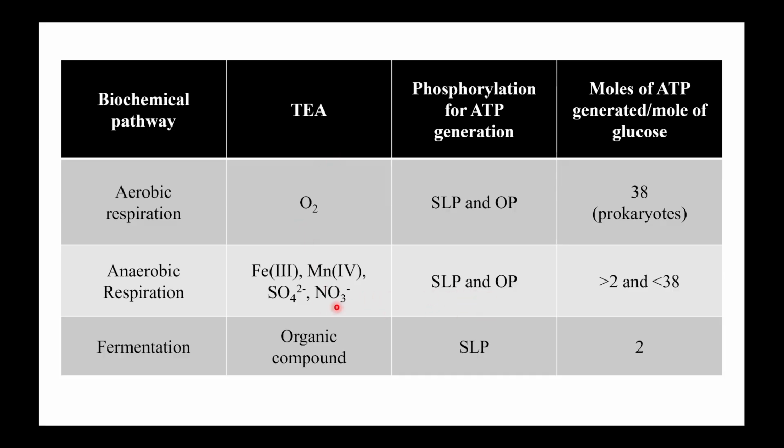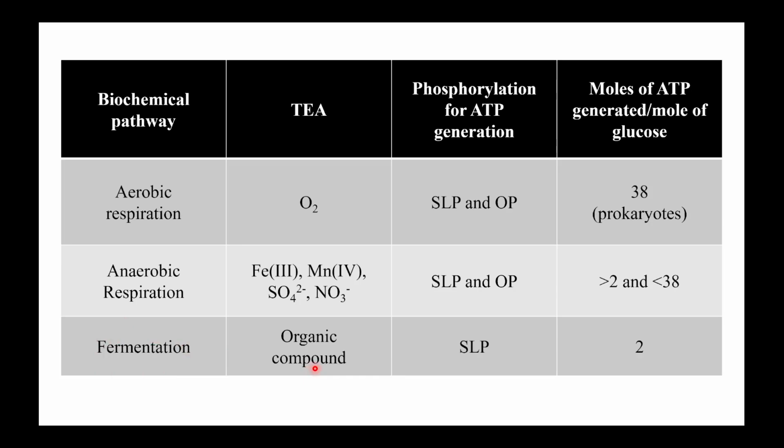So instead of oxygen, these molecules will act now, and the number of ATP generated is less than in aerobic respiration, but it is somewhere between 2 and 38. Okay, and the last pathway is fermentation, which we have discussed.